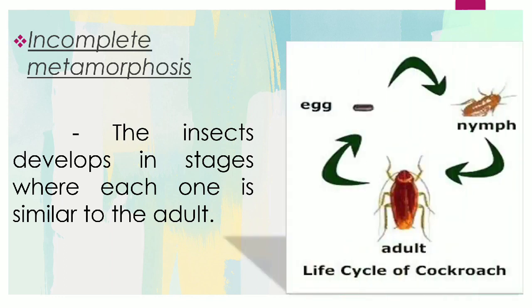Example, the life cycle of the cockroach. So the first stage we have here, the egg. When the egg hatches, it will become a nymph. Nymph is basically a small version of the adult insect. It usually has a thin exoskeleton and no wings. They eat the same food as their parents and live in the same place. After the nymph stage, it will move on to the adult stage.